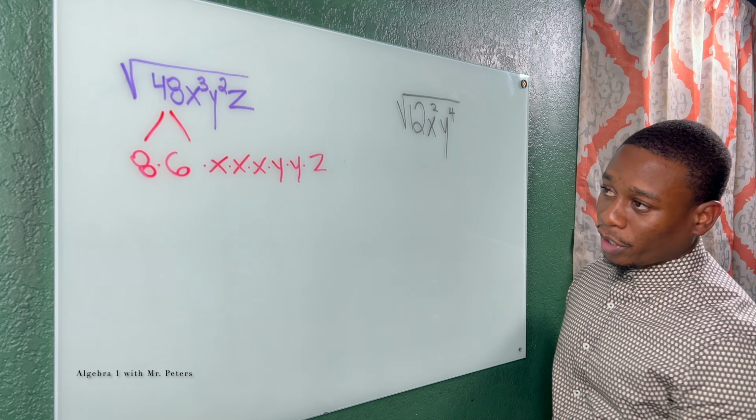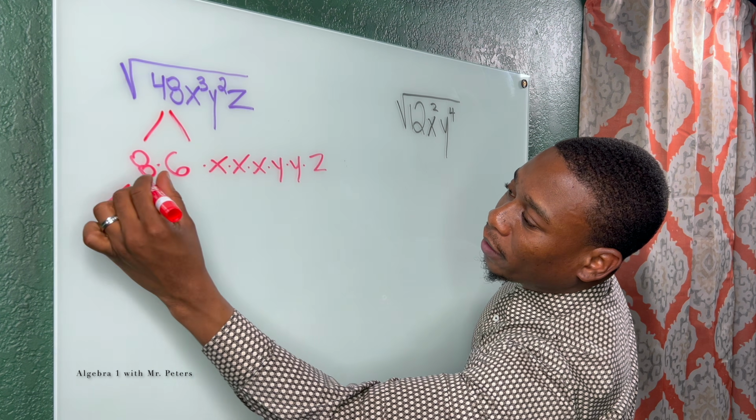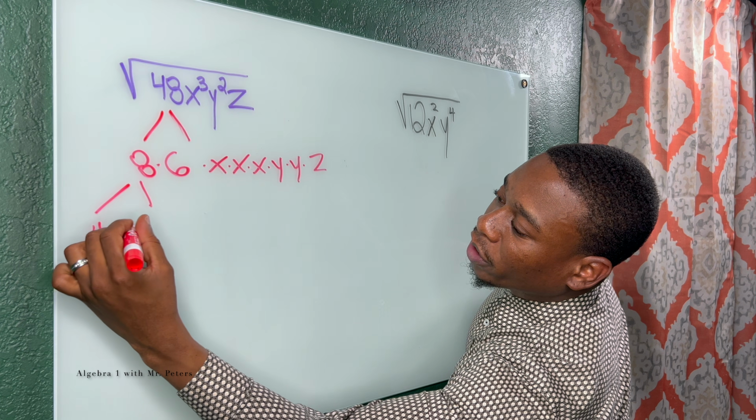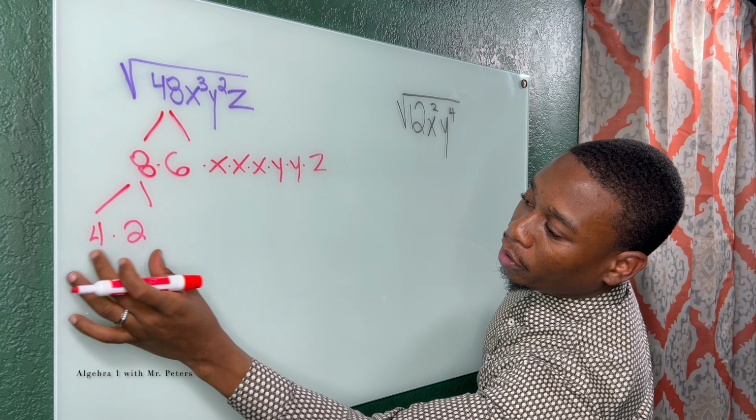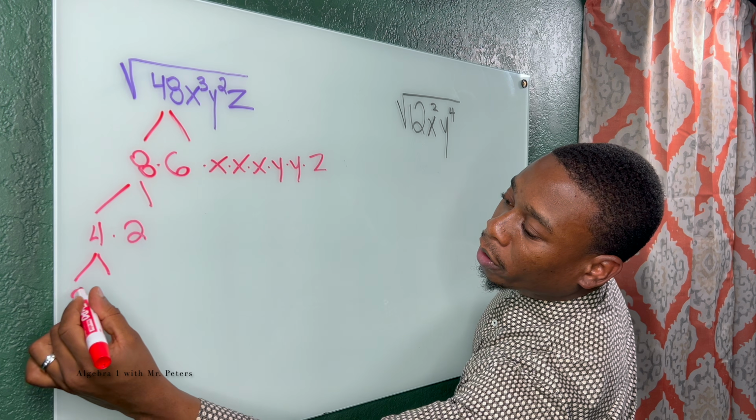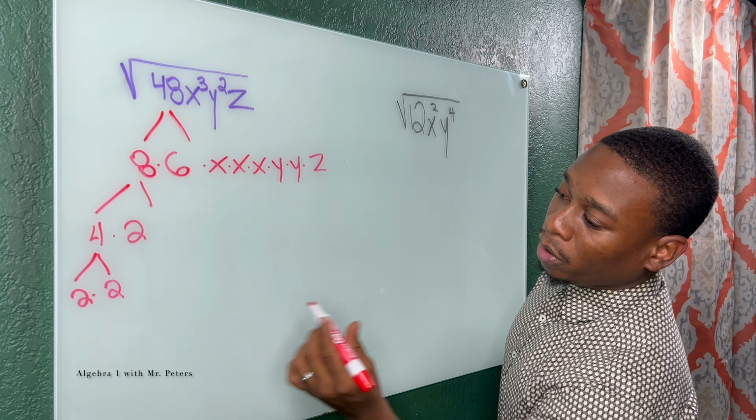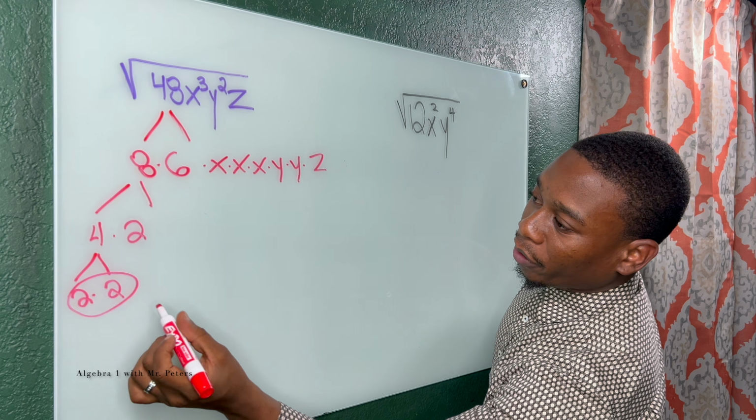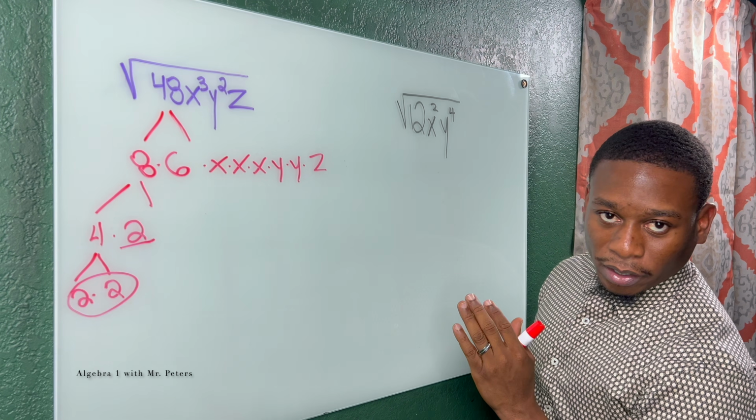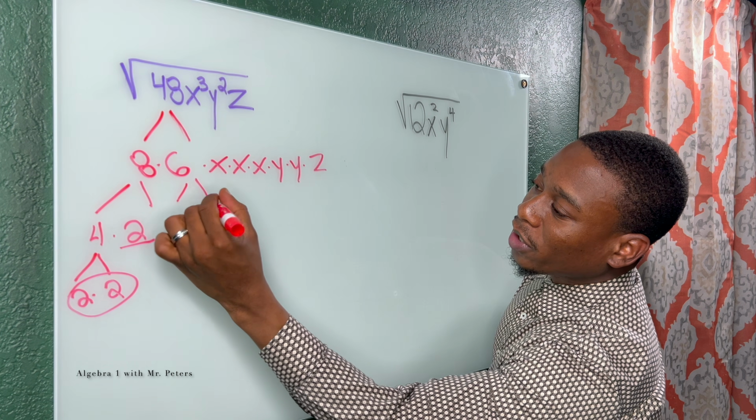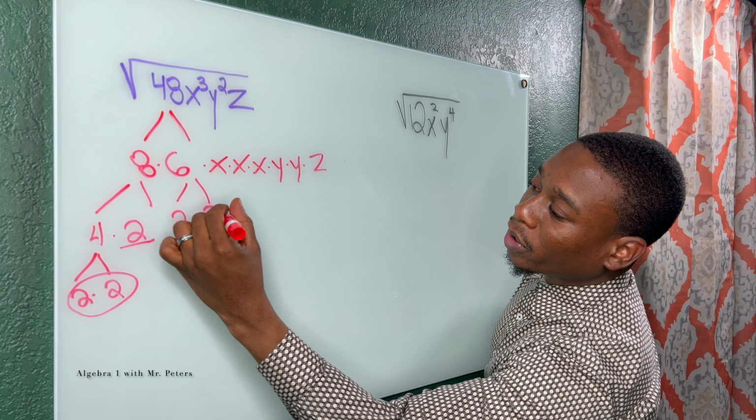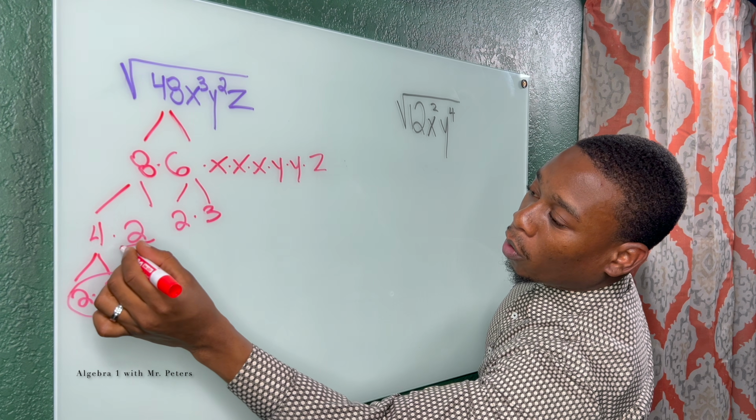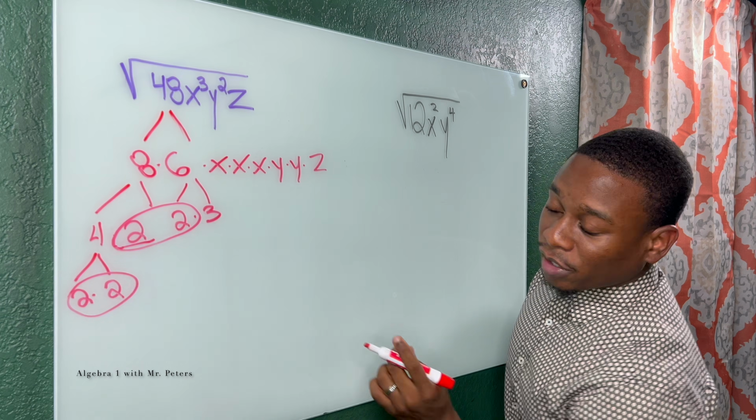So now at this step, we could break down 8 as 4 times 2, and then we're going to break down 4 as 2 times 2. So we know we have one pair here, have a prime 2 right there, and then when we break down 6, this is going to turn into 2 times 3. So right now, this is what we have.